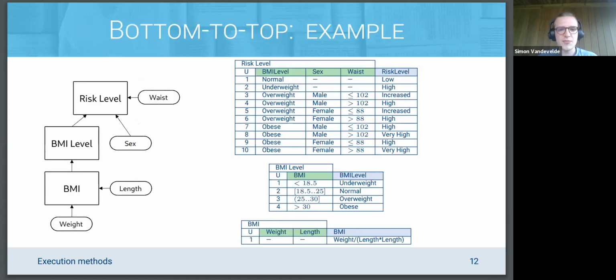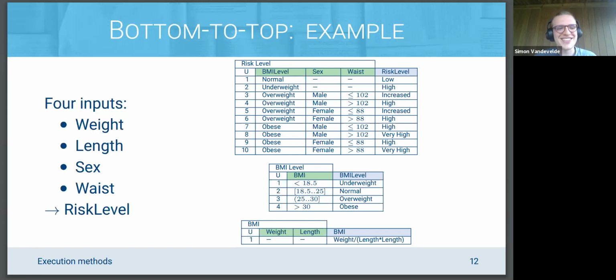Everyone knows that. I have an example here, which will also be my running example, which we call the BMI case. You've probably already seen this in a presentation by Veda earlier, where we calculate a patient's BMI based on their length and their weight. Then we decide on their BMI level, and then we use BMI level, sex, and waist to actually find out their risk level, right? So this is all fairly basic stuff. I don't think this is something that will surprise anyone. So this is just an example of bottom to top. We start at our inputs, we finish, in this case, at risk level.